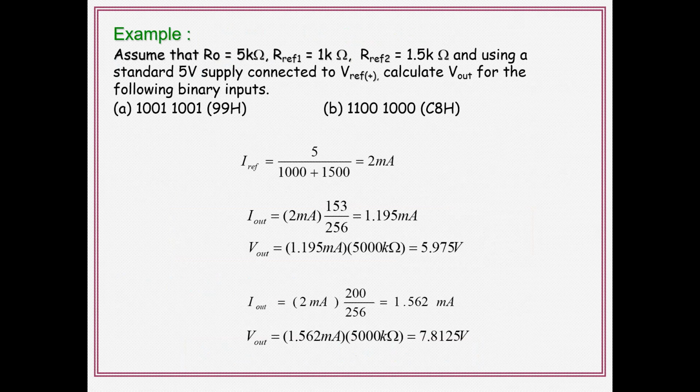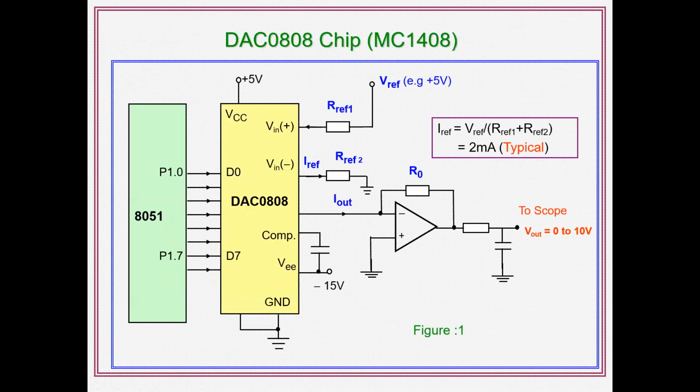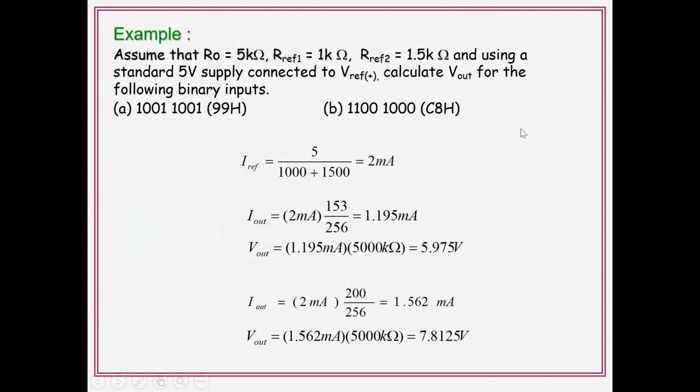I reference equal to formula, so VCC or V reference, so VCC is 5 volts divided by R1 plus R2. R1 is 1000 plus R2 is 1.5 K. So in total we got 2 milliamperes. Okay, it is the normal formula. Already we discussed that: V reference divided by R reference 1 plus R reference 2. That is called as I reference.